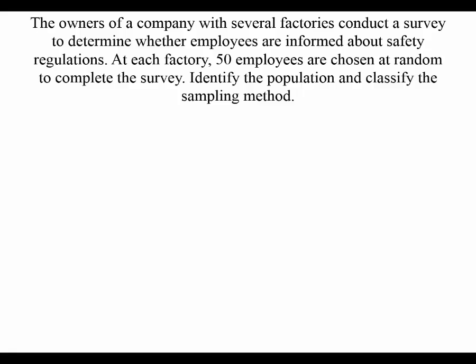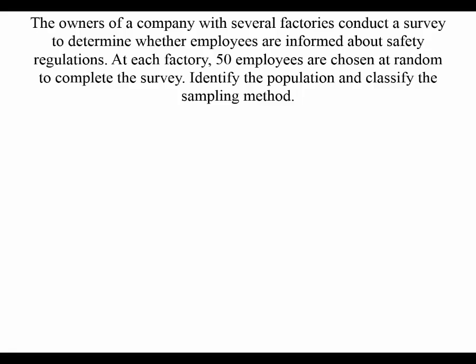Say the owners of a company with several factories conduct a survey to determine whether employees are informed about safety regulations. At each factory, 50 employees are chosen at random to complete the survey. Identify the population and classify the sampling method. So they want you to identify the population.